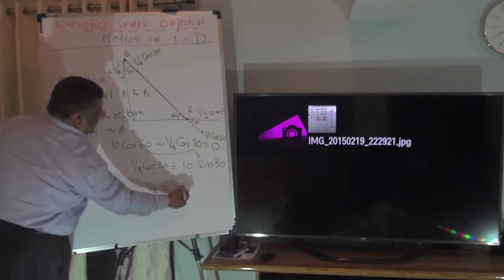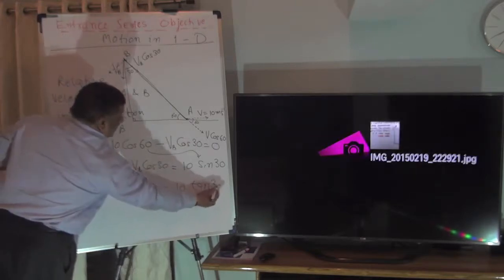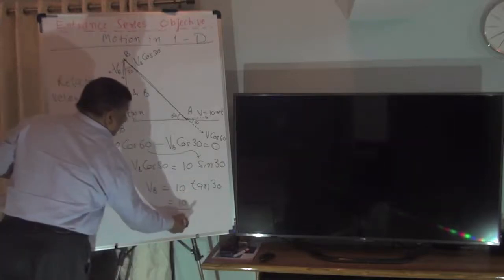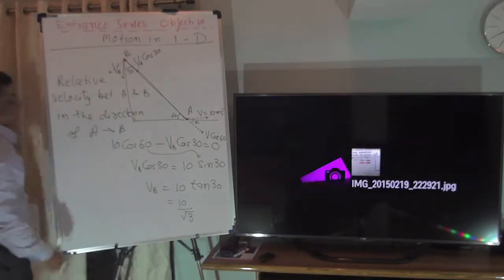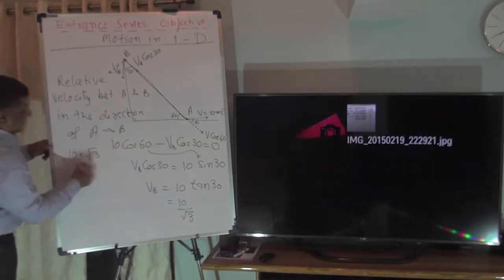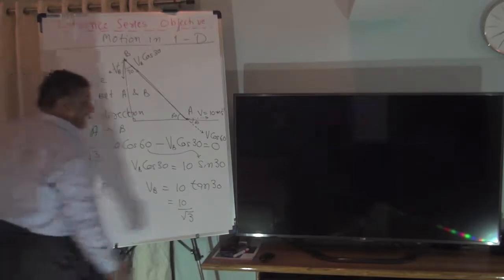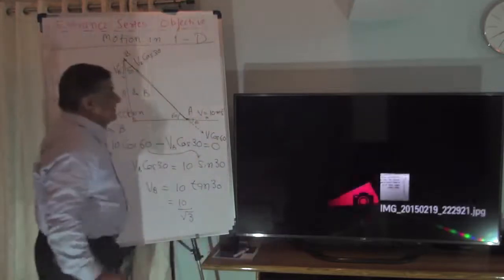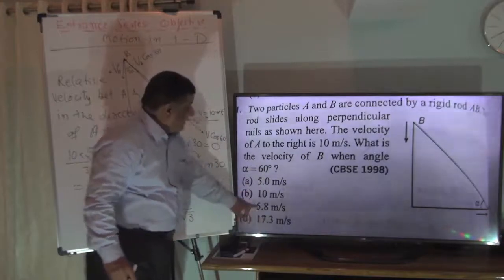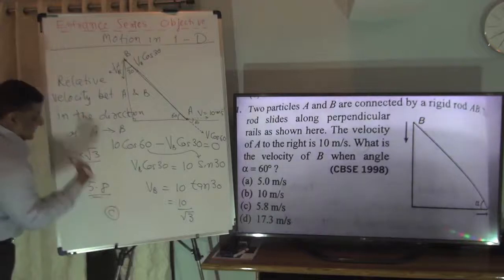VB is equal to 10 sin 30 upon cos 30, that is tan 30. And how much is tan 30? 10 upon root 3. How much is 10 upon root 3? 10 root 3 upon 3, and this comes to nearly 5.8. And we have here the options: 5, 10, 5.8, 17.3. So it comes to 5.8. So this is option C.